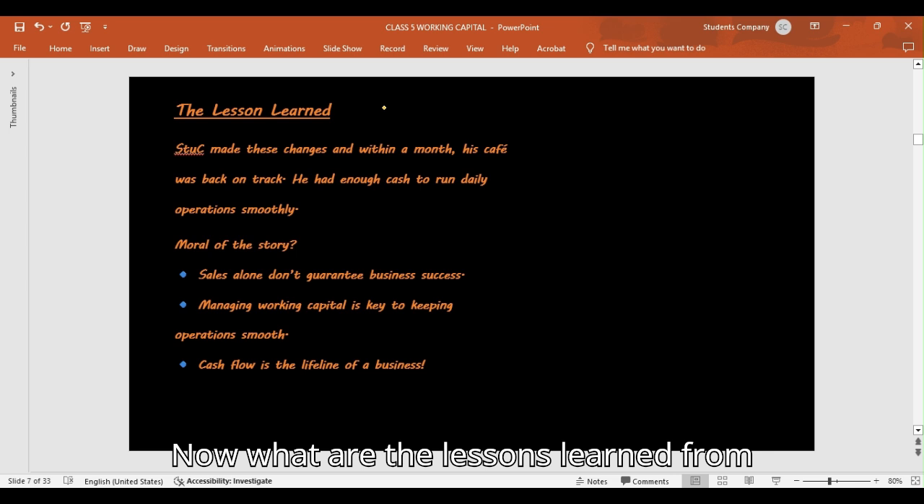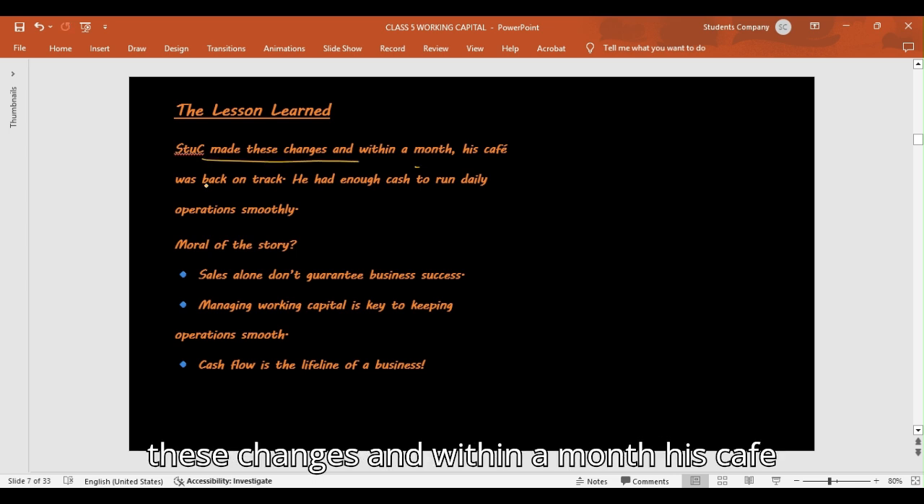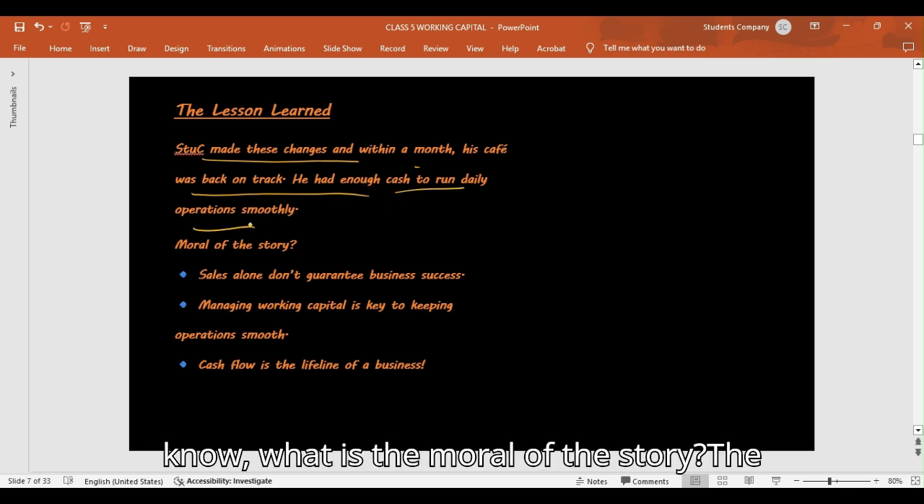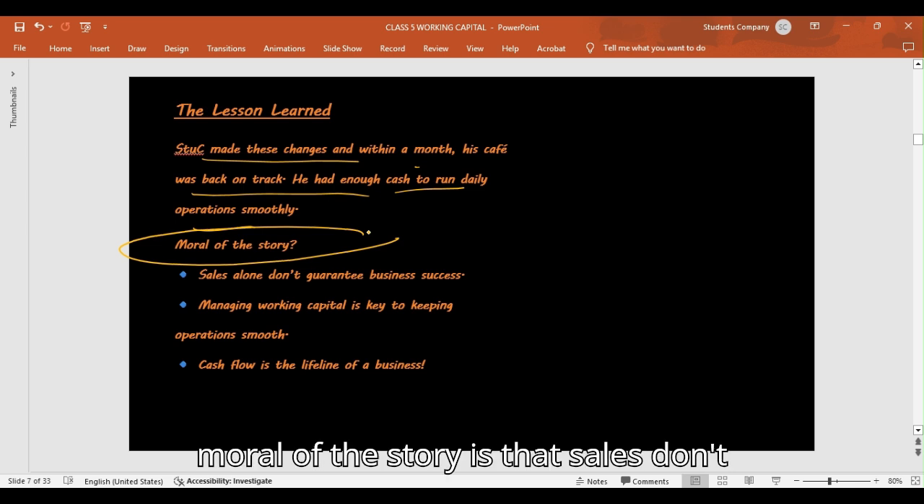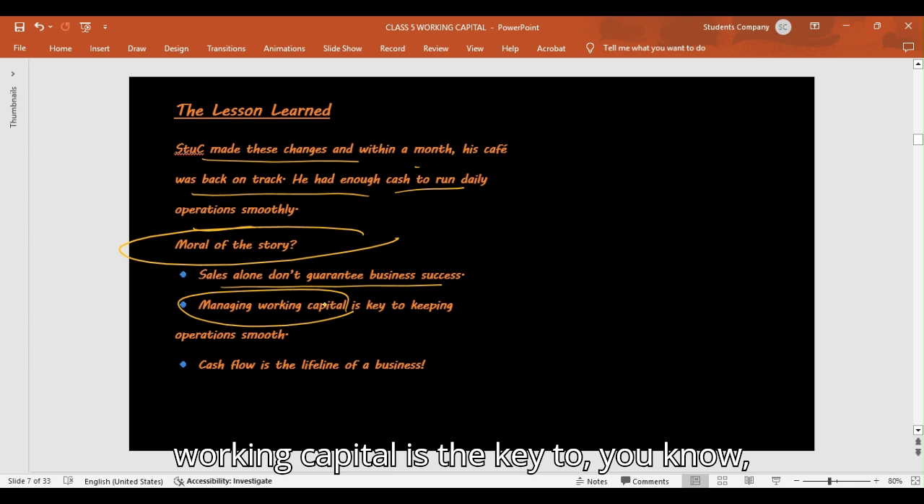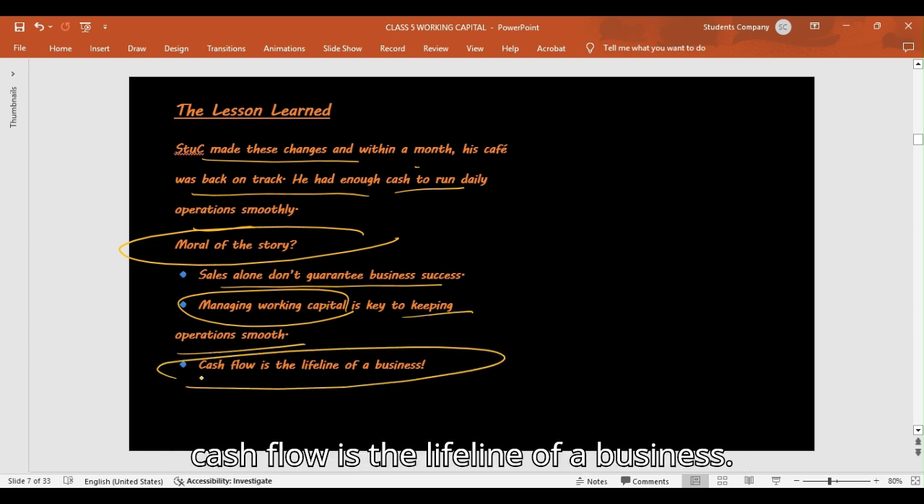Now, what are the lessons learned from this example? Stussy made these changes, and within a month, his cafe was back on track. He had enough cash to run daily operations smoothly. So, what is the moral of the story? The moral of the story is that sales don't guarantee business success. Managing working capital is the key to keeping operations smooth. And finally, cash flow is the lifeline of a business.